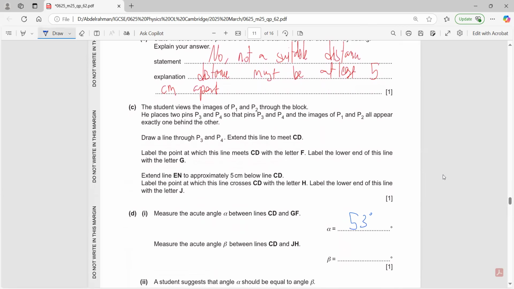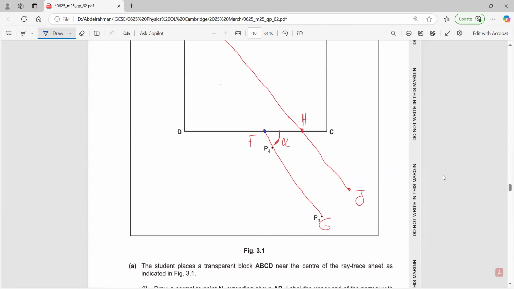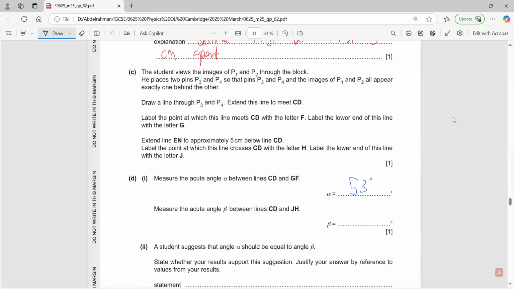Beta: can I measure beta between CD and GH? JH, I'm sorry. Can I find the angle between CD and JH? Yes, I need to find this angle, which is beta. Again, the same for the protractor. This angle would be 50 degrees.